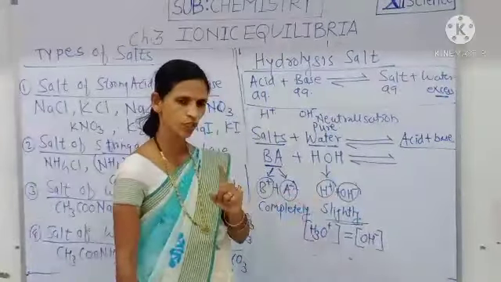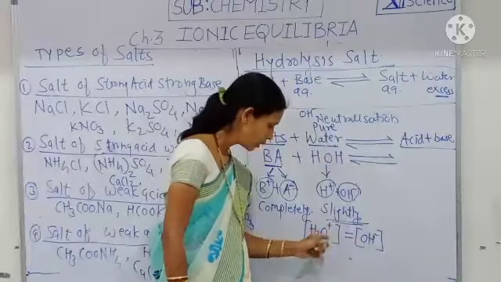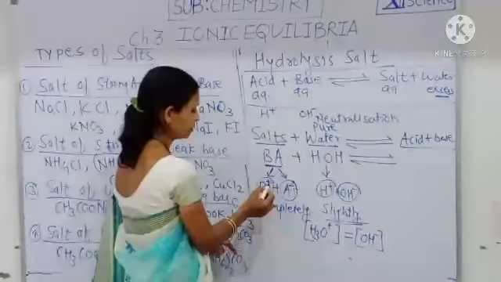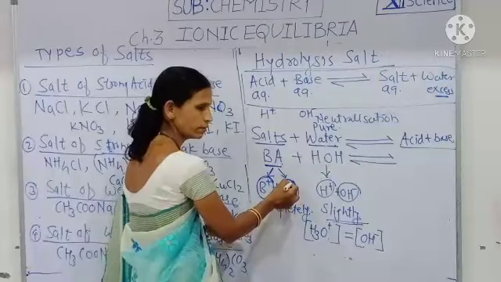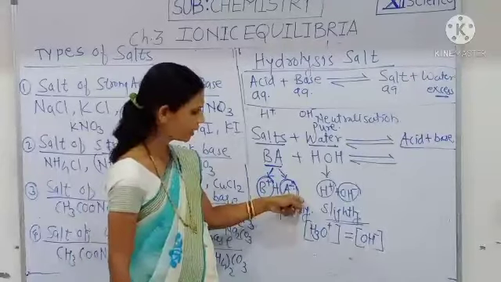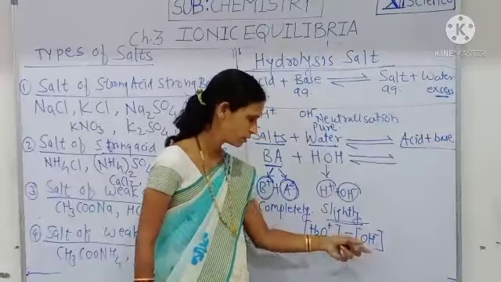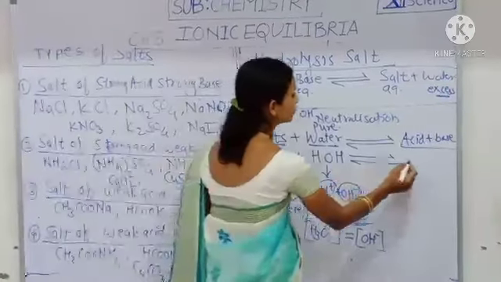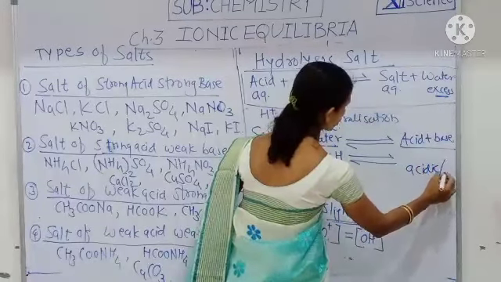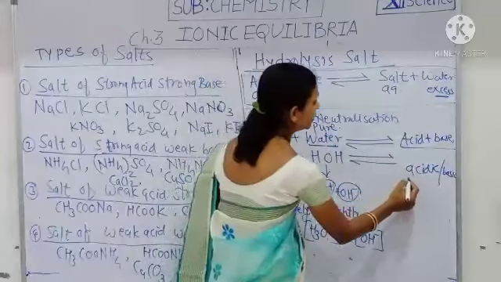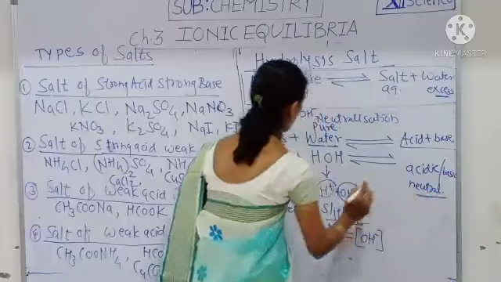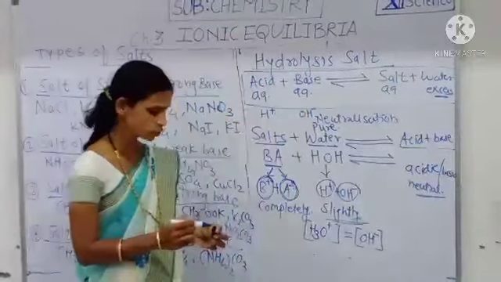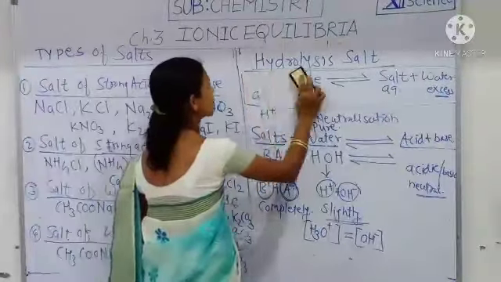And the pure water contains equal concentrations of hydronium ion and OH minus ion, and when salt is added into it, the cation or anion or both cation and anion interact with the hydronium ion and OH minus ion, and the solution becomes acidic or basic, or sometimes it becomes neutral. That process is called hydrolysis of salt. That means hydrolysis of salt is the reverse process of neutralization.